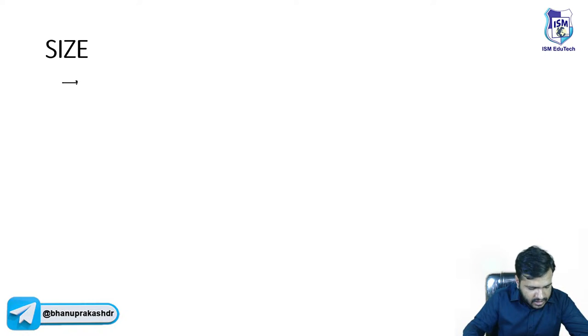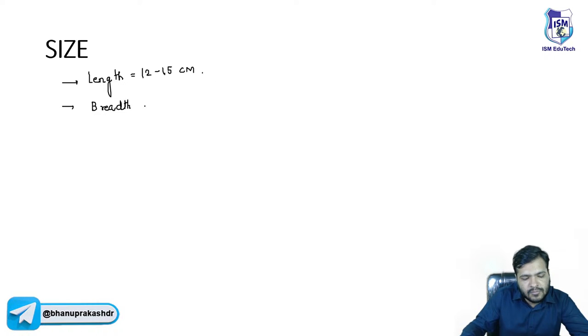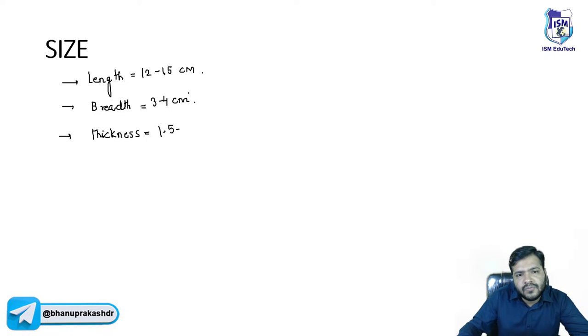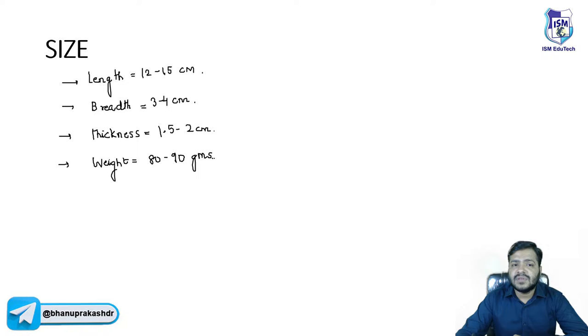Now coming on to the size, beta. The length is 12 to 15 centimeters. The breadth is 3 to 4 centimeters. The thickness is 1.5 to 2 centimeters. And remember the weight, it is 80 to 90 grams. So the length is 12 to 15 centimeters, breadth 3 to 4 centimeters, thickness 1.5 to 2 centimeters, and the weight is 80 to 90 grams.